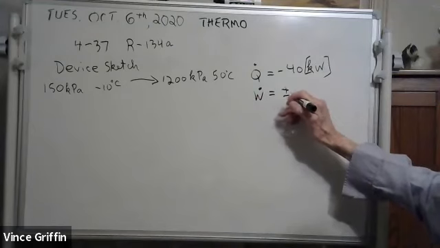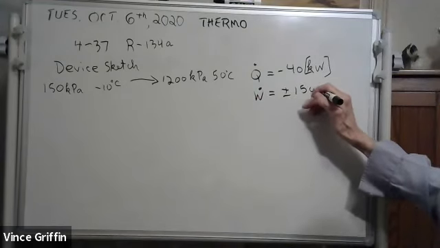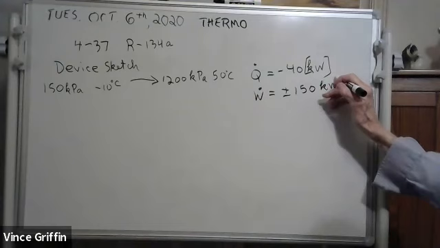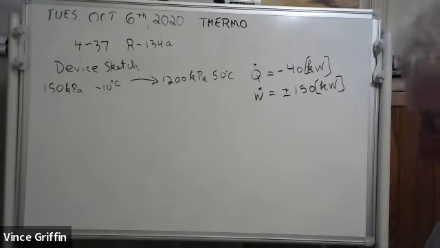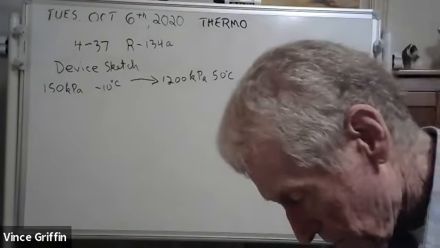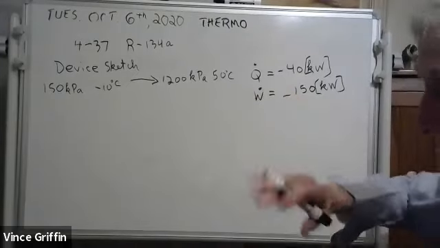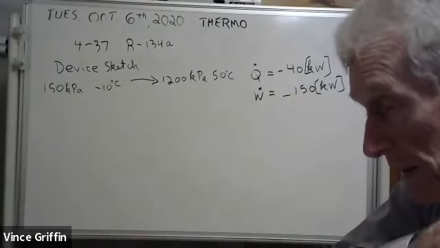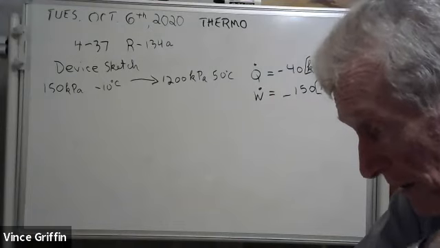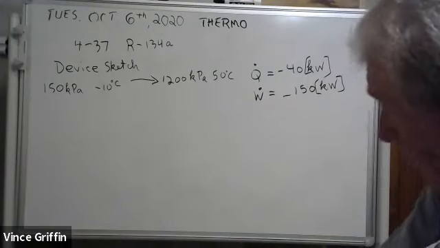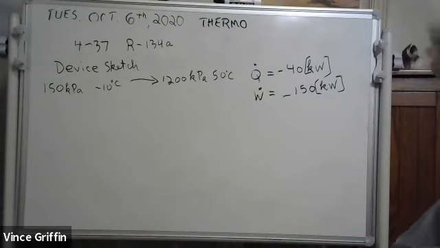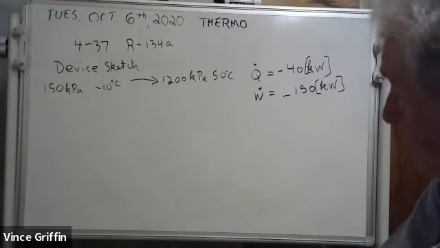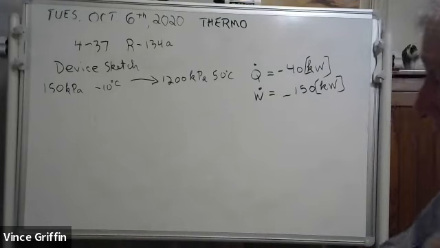Now, will that work be plus or minus for a compressor? It will be minus. Compressors don't produce work. They require, I should say power, not work. Power is work per time, but they require power. Okay, go ahead and draw the device sketch.